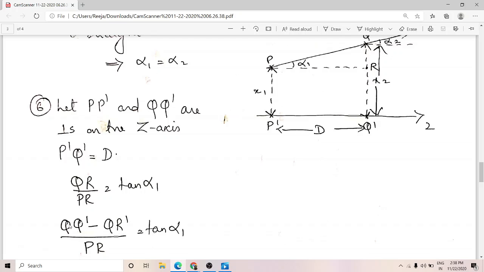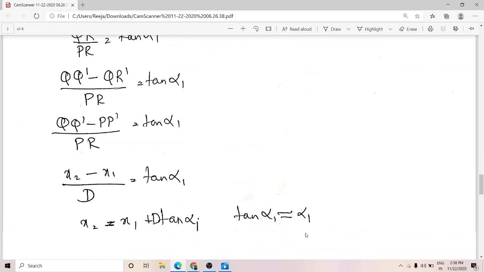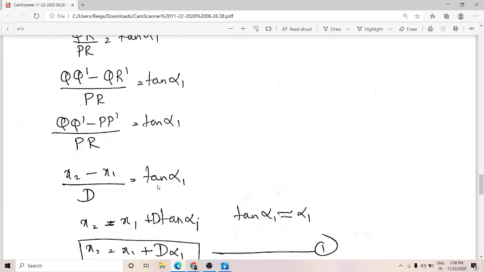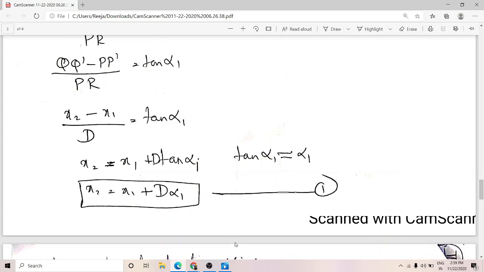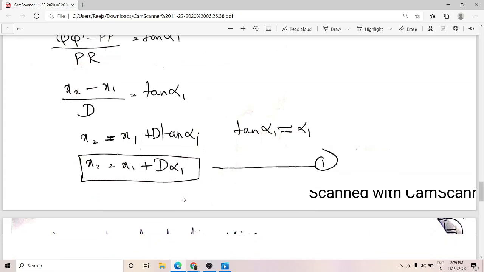So I get x2 minus x1 by capital D is equal to tan alpha 1, or x2 is equal to x1 plus D tan alpha 1. For very small angles, tan alpha 1 is nearly equal to alpha 1. So I get my first equation, x2 is equal to x1 plus D alpha 1.